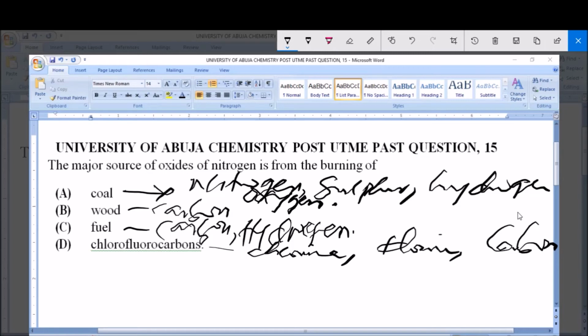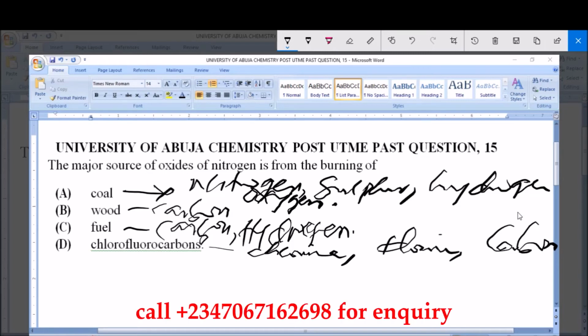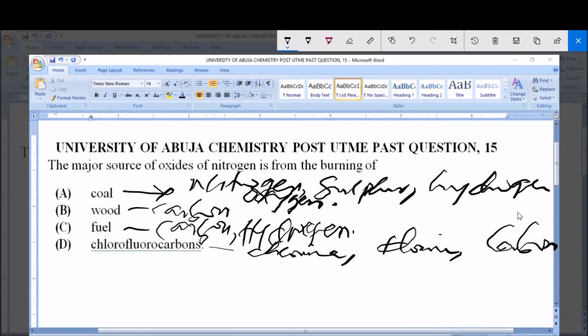So when coal is being burnt, nitrous oxides are being given off. There are different oxides of nitrogen that are given off when coal is being burnt. But when you burn chlorofluorocarbons, there's no nitrogen to be oxidized, so you certainly do not get a nitrogen oxide from these others. So B, C, and D are not correct. The correct option for this question is option A, coal.